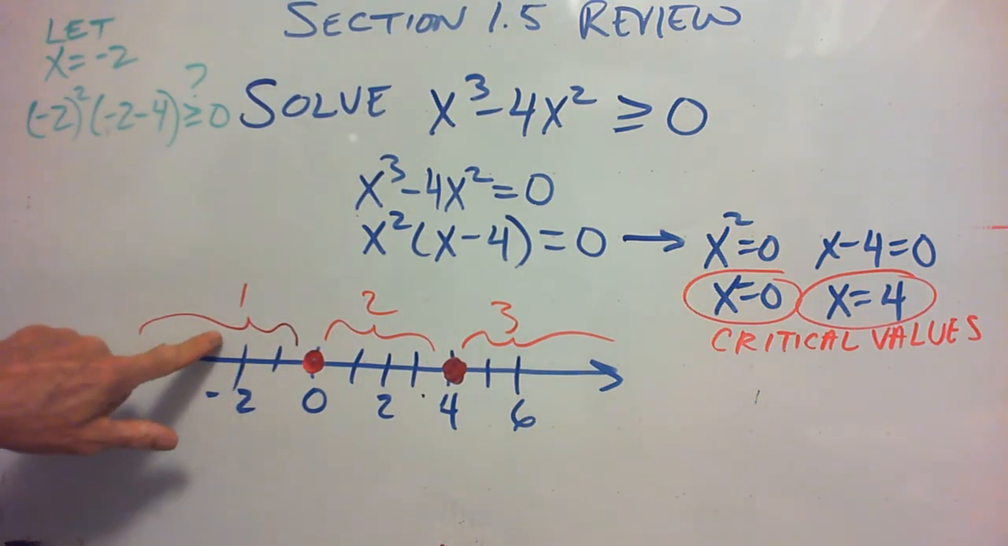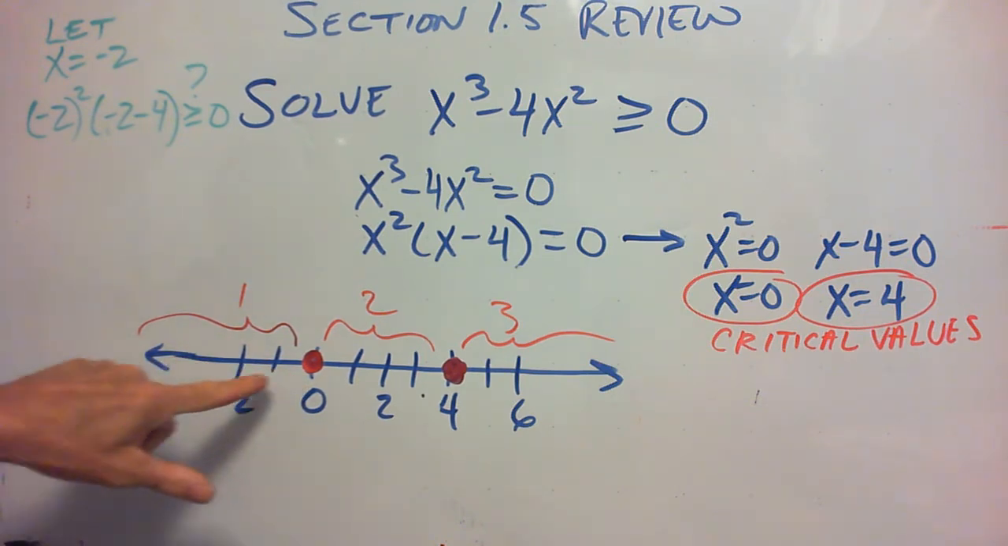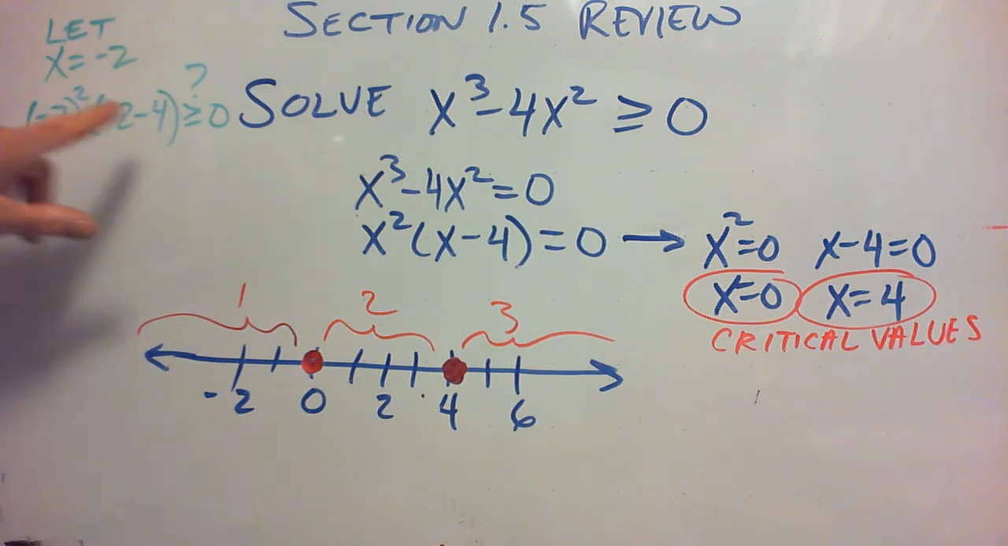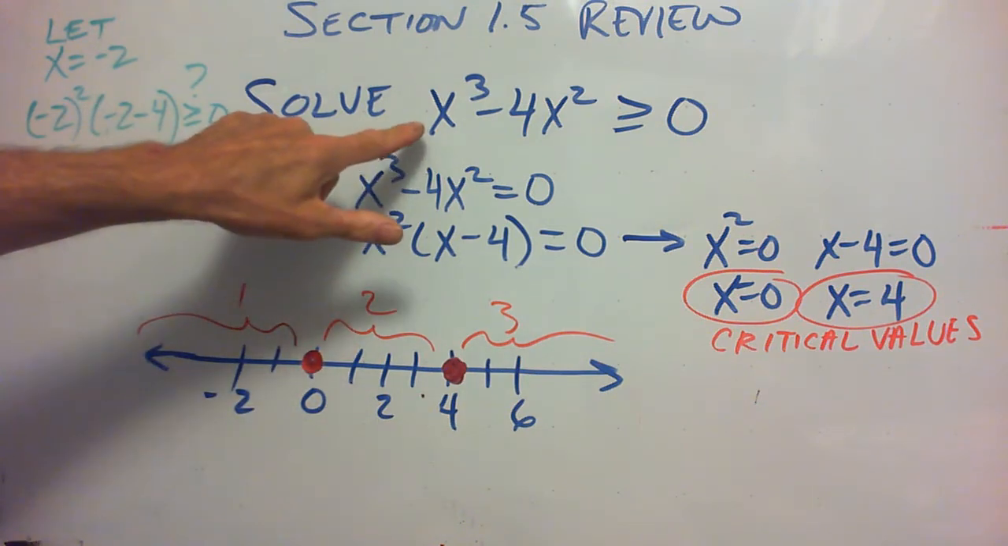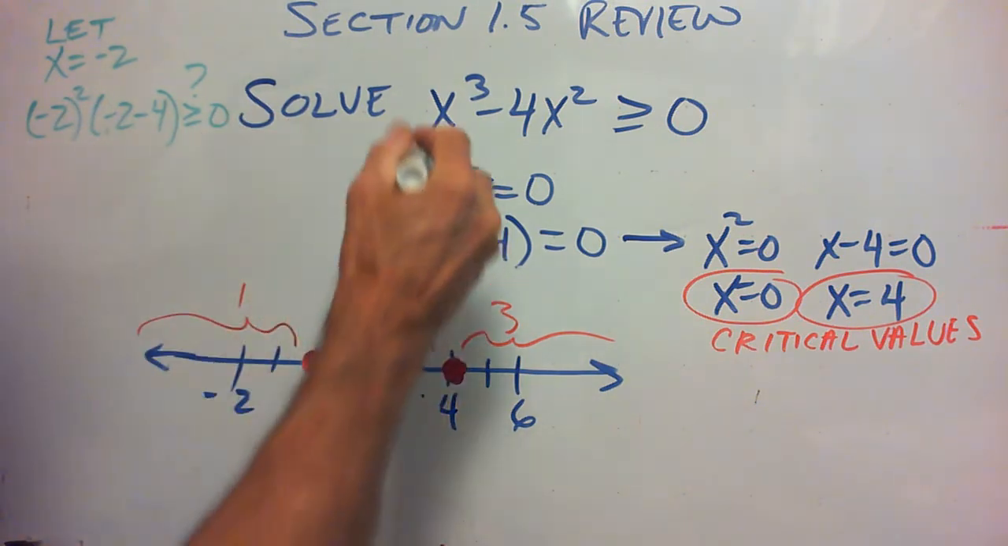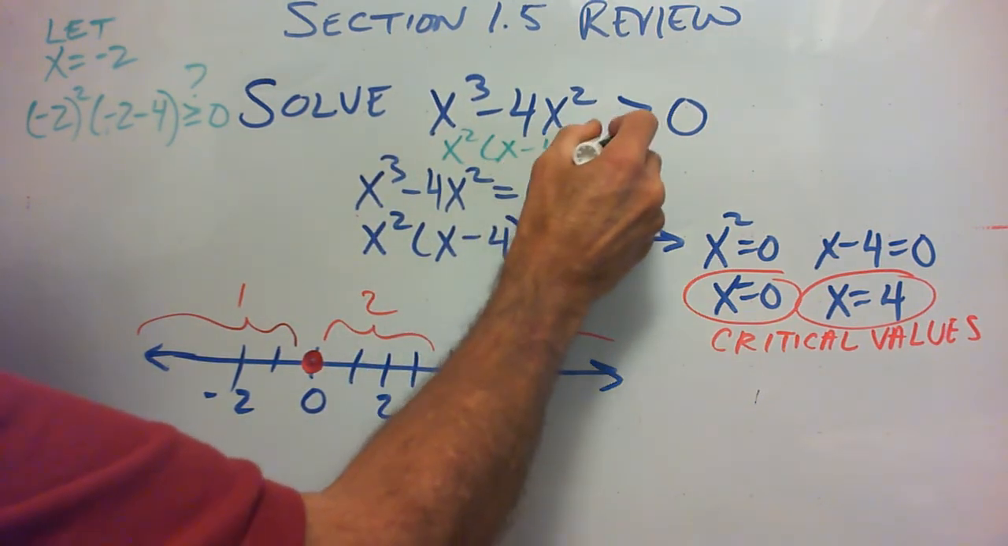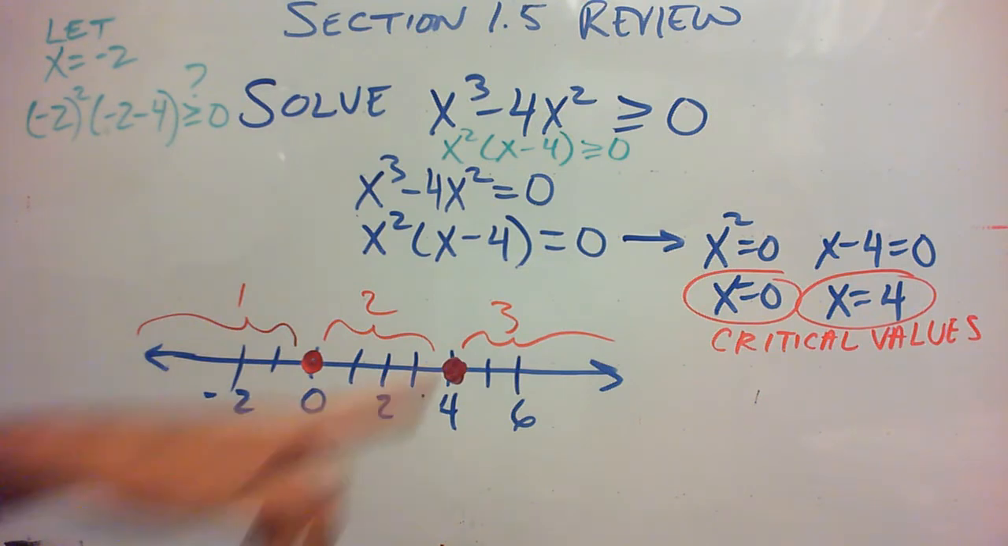Now I'm going to start with the region or interval 1, to the left of 0. Pick any value to the left of 0. I'm going to pick -2. And you plug it into the factored form of the inequality, which would be x squared times x minus 4 greater than or equal to 0. That's what we're going to plug it into.